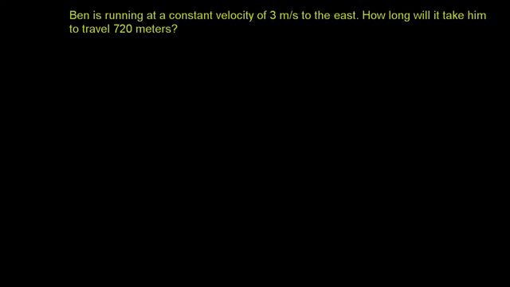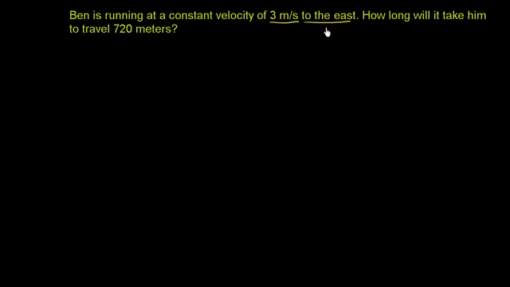Let's work through another few scenarios involving displacement, velocity, and time, or distance, rate, and time. So over here we have Ben is running at a constant velocity of 3 meters per second to the east.